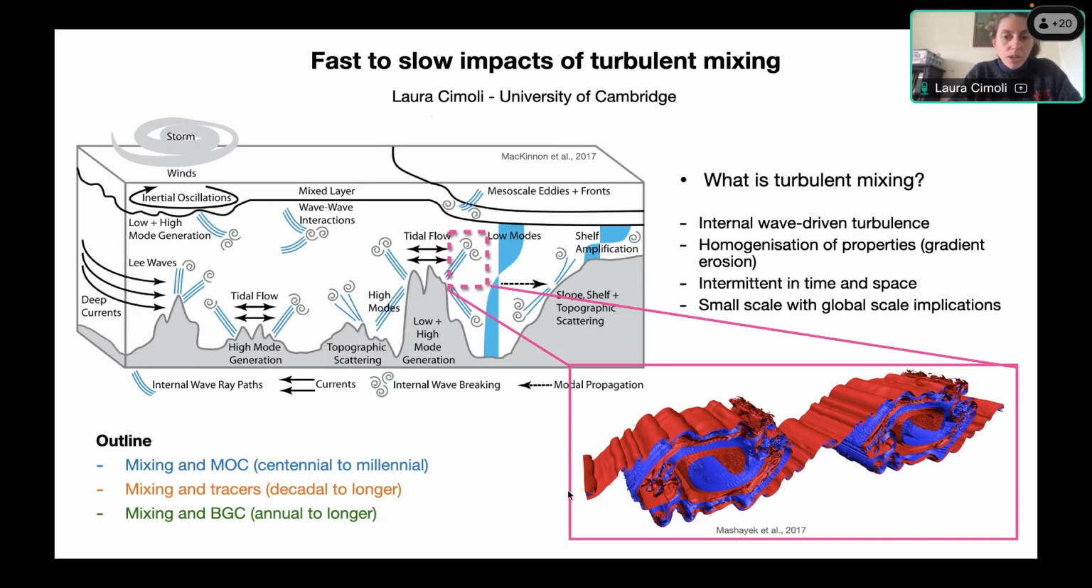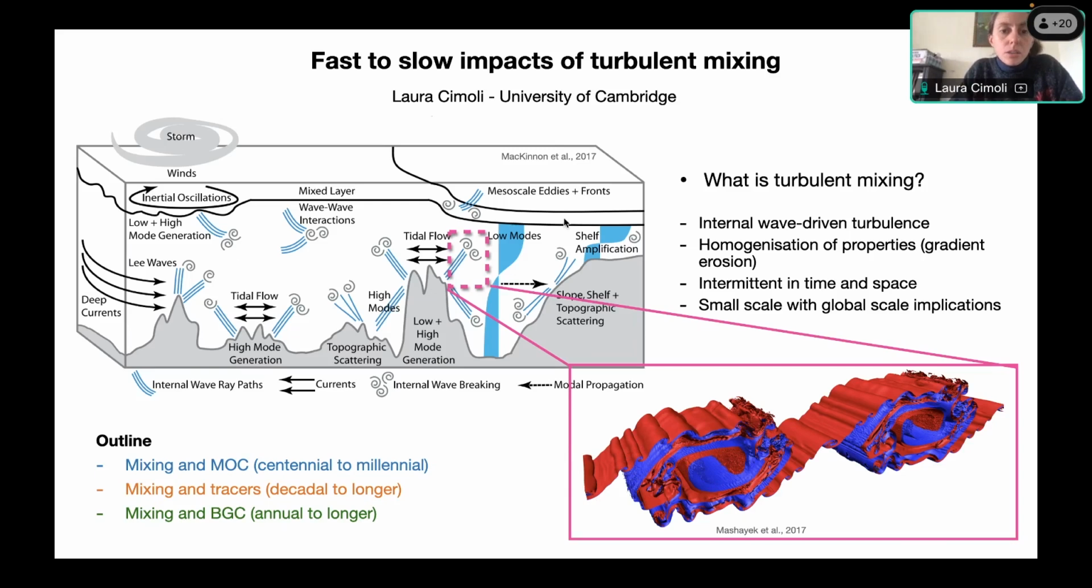Those waves can then grow, like the ones we see on the shore, and they can break, and that breaking leads to turbulence. That turbulence can lead to the mixing of properties: if there was a gradient, that gradient will be eroded, so the properties will be homogenized. You can think about water masses with different densities being mixed, which leads to a transformation of water masses, or it can act on, for example, homogenizing the concentration of tracers such as nutrients, oxygen, and so on.